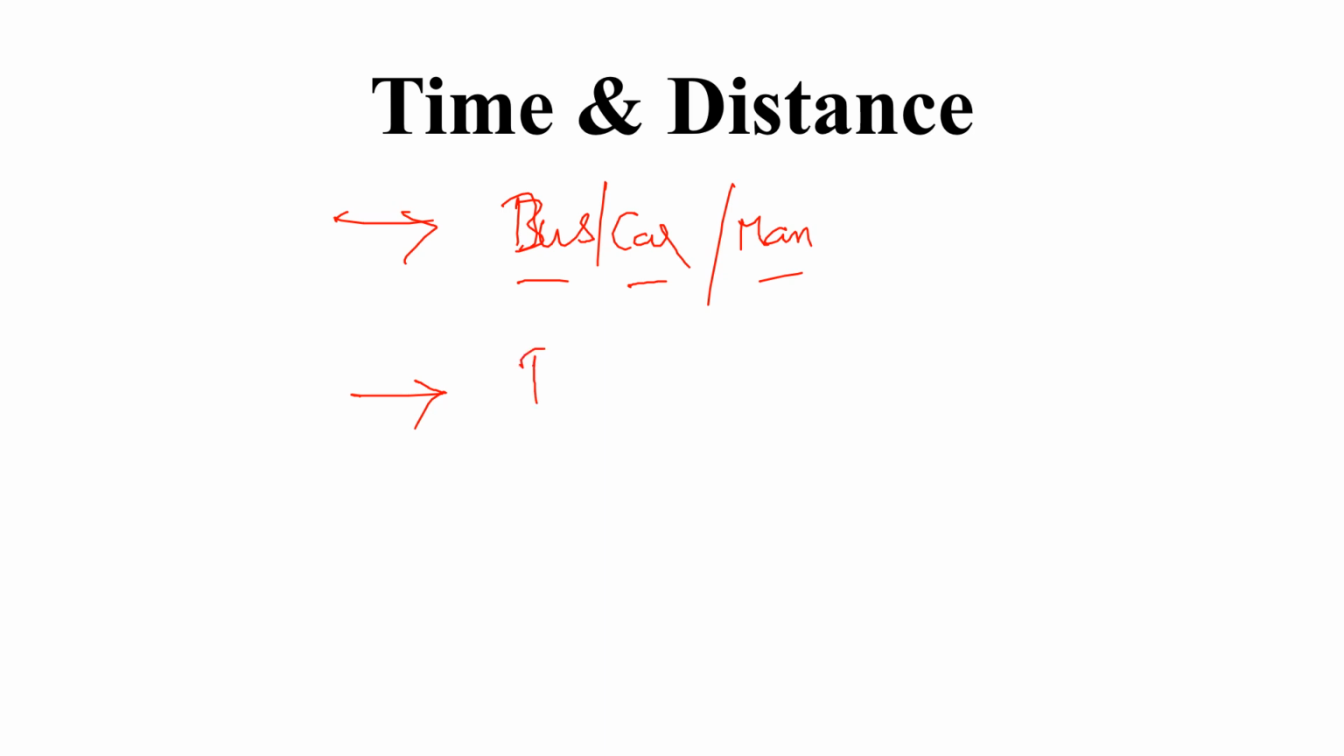Then the second subtopic is trains. They will give the length of the platform, and they'll ask us to find out the time taken by that particular train to cross that platform. They will give 60 kilometers per hour or 80 kilometers per hour like that. We can go through the problems so that you can understand.